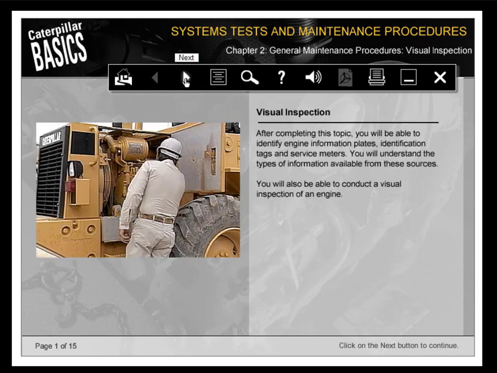After completing this topic, you'll be able to identify engine information plates, identification tags, and service meters, and understand the types of information available from these sources. You'll also be able to conduct a visual inspection of an engine.